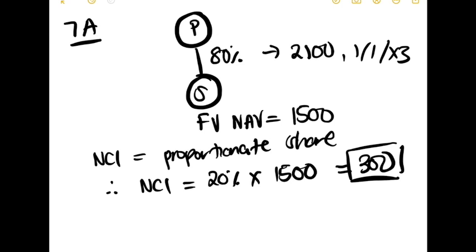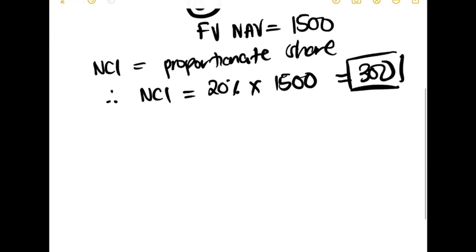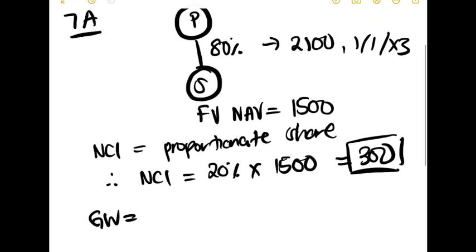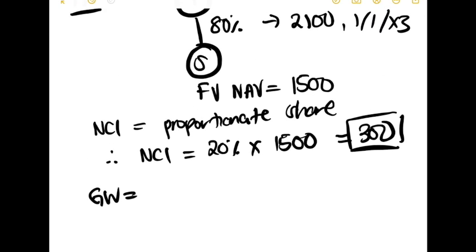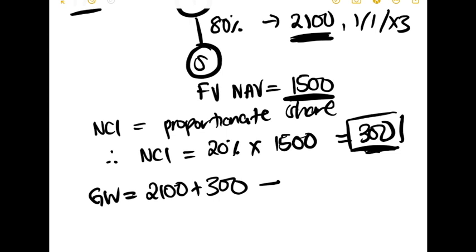Now that we have the value of the NCI, we can determine the goodwill, because this is about impairment testing of the goodwill. How do we calculate our goodwill? Firstly, we take the sum of the consideration and the NCI, so that's 2,100 plus the 300 NCI, and from that we subtract the fair value of the identifiable net assets. That gives us goodwill of 900.